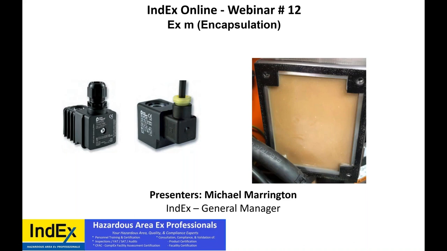EXQ mostly used for ballasts and chokes. Yes, but also EXM can also be used for ballasts, transformers, motors. It's just not realized very well. So in this instance, this is an example of it used for a condenser.